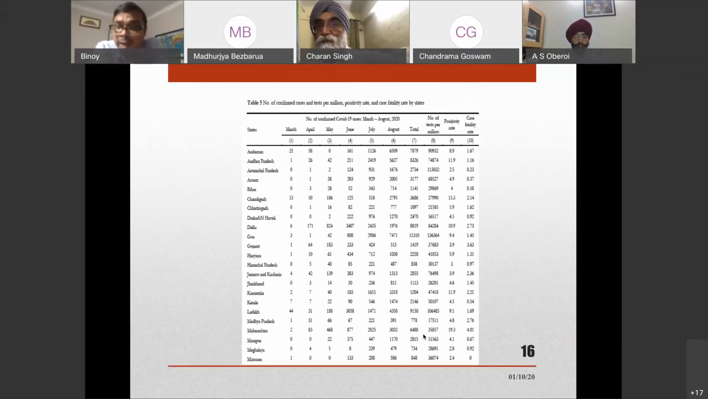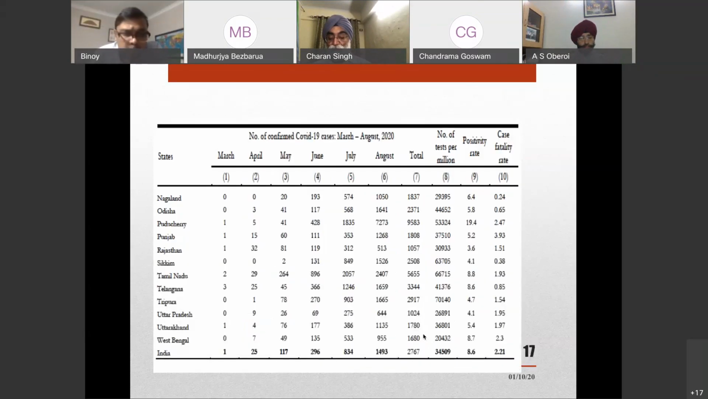In terms of case fatality rate, again, out of 100 confirmed cases, how many persons died? So there you have Chandigarh, Delhi, Gujarat, J&K, and Maharashtra, in fact, is very high. And then Bengal, Uttarakhand, even Uttar Pradesh, Punjab. These are some of the states and Union Territories where it is more than 2% and relatively higher.